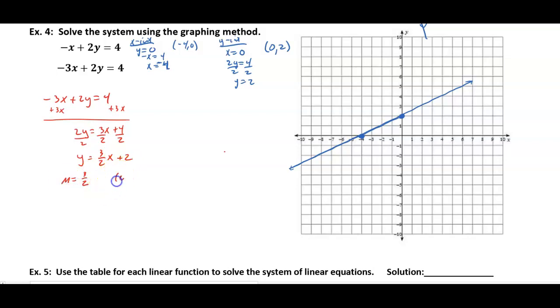I can gather my y-intercept, 0, 2. I'm going to plot 0, 2. And then I'm going to go up 3, right 2. And then I'm going to sketch this line. And right away, you'll see the intersection point here is 0, 2. And therefore, your solution is 0, 2.